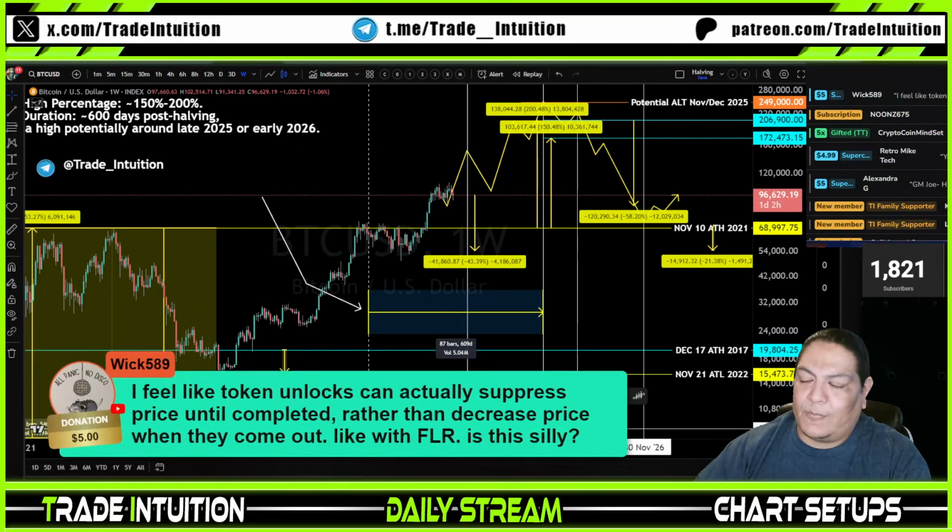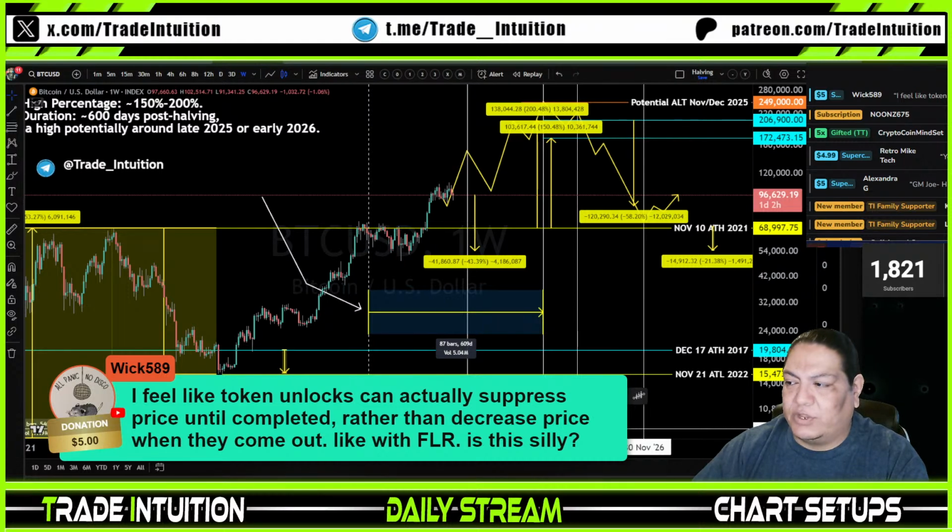Let's see here. Wick says, I feel like token unlocks can actually suppress price until completed, rather than decrease price when they come out, like with Flare. All right, so you're saying suppress price rather than decrease price. To me, suppress and decrease mean the same thing. I may be wrong.